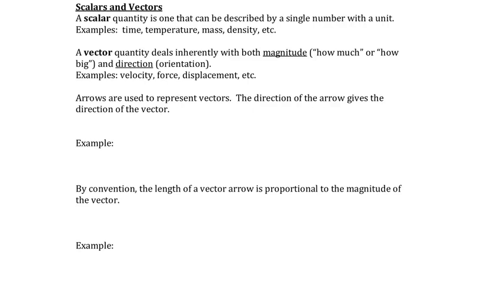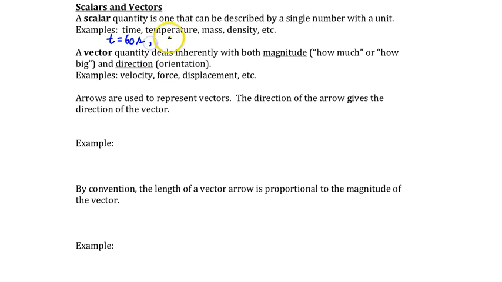This is a short video to introduce the idea of scalar and vector quantities. Now, some quantities such as time and temperature and mass and density and so forth can only be described by just a number, a single number, with a unit. For example, we have time of, say, 1 minute or 60 seconds. You have a number here and a unit.